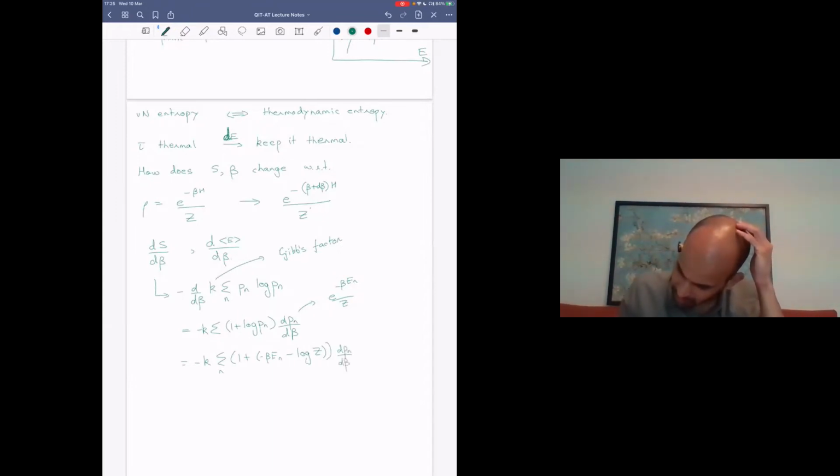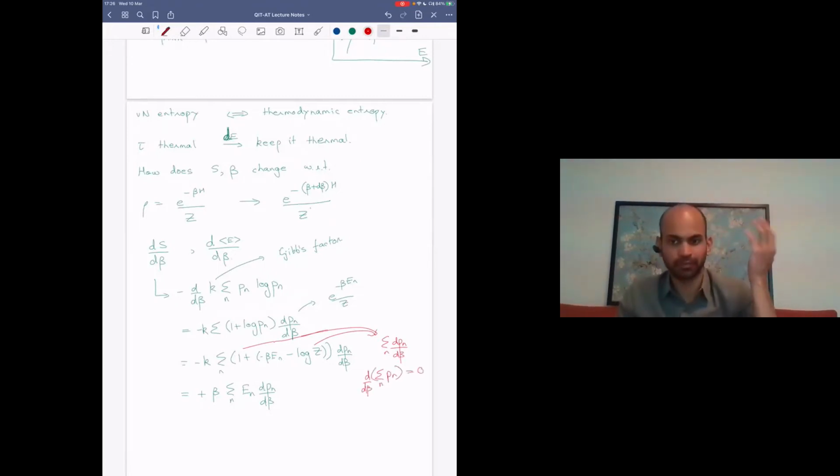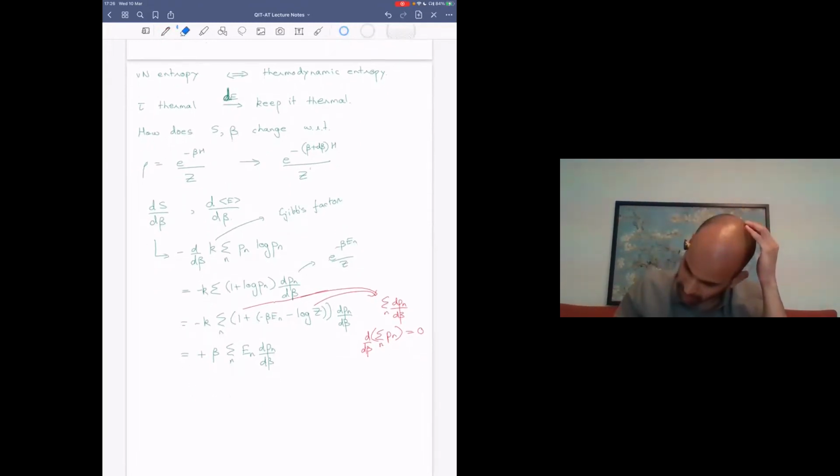dPn by d beta. And now this is just going to be given by plus beta sum over n En dPn by d beta. And the reason is that these two terms, 1 and log Z, can come out of the sum. And the sum over n of dPn by d beta is the same as the derivative with respect to beta of the sum over n of Pn. But this is a normalized state. So this derivative is 0 because the trace of the matrix, the sum of the diagonal elements, is always 0. So this is what we get.